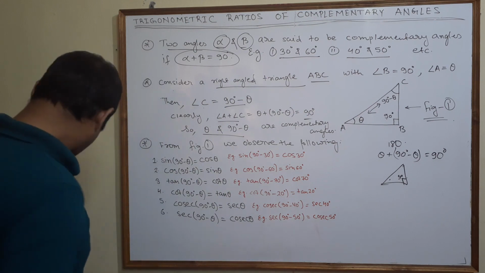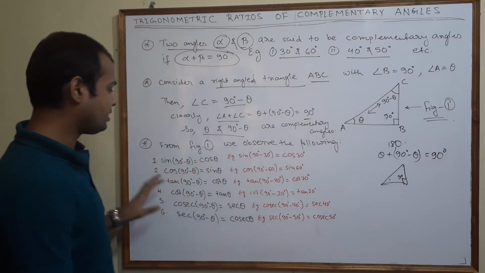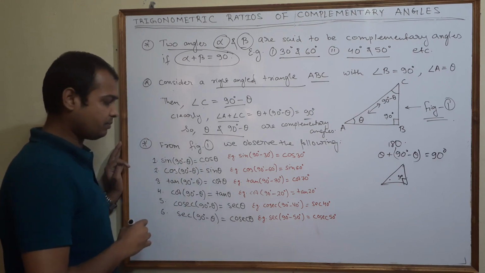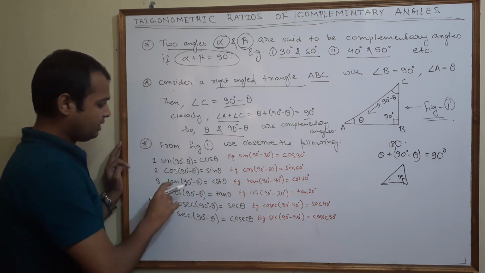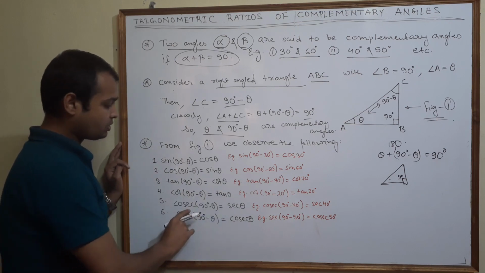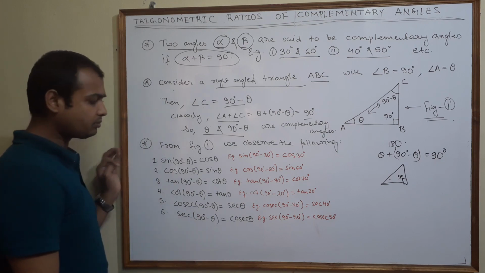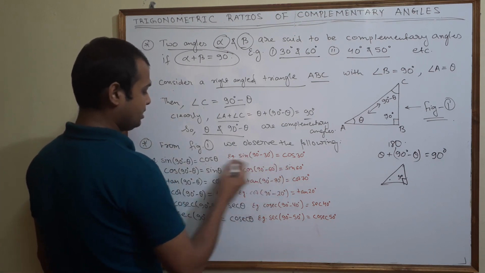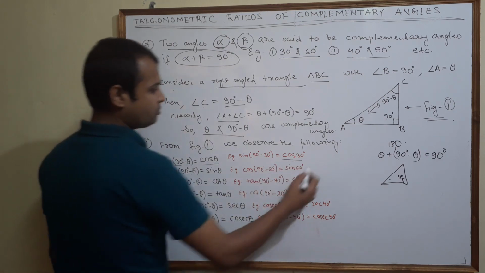Now from this figure we observe that sin(90 minus theta) is equal to cos theta. Cos(90 minus theta) will be sin theta. Tan(90 minus theta) will be cot theta. Cot(90 minus theta) will be tan theta. Cosec(90 minus theta) will be sec theta. Sec(90 minus theta) will be cosec theta. For example, if I have sin(90 minus 30 degrees), by this it will become cos 30 degrees.